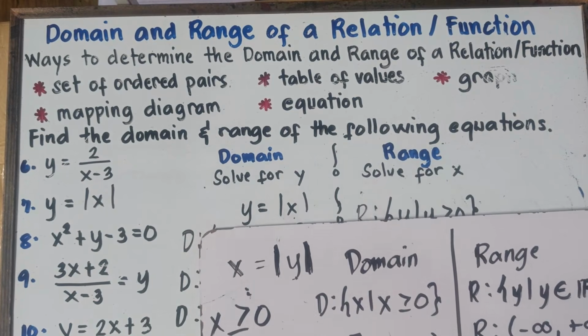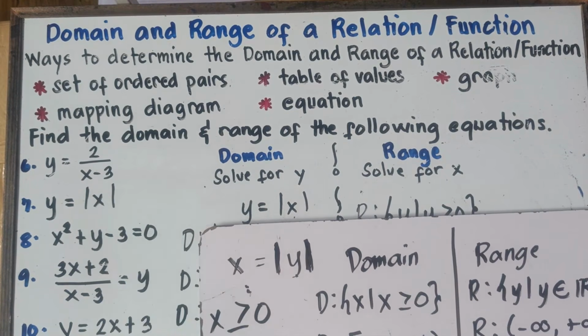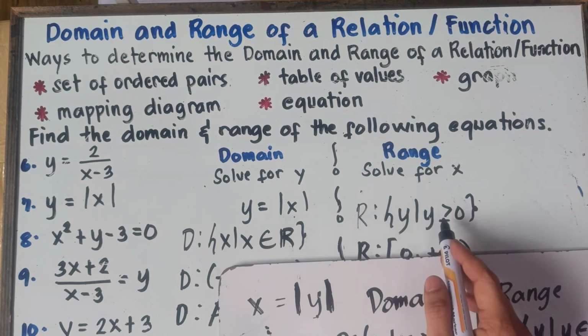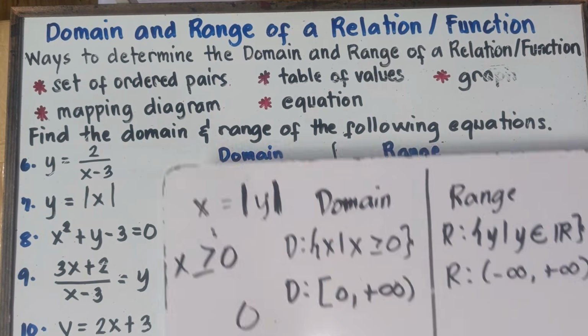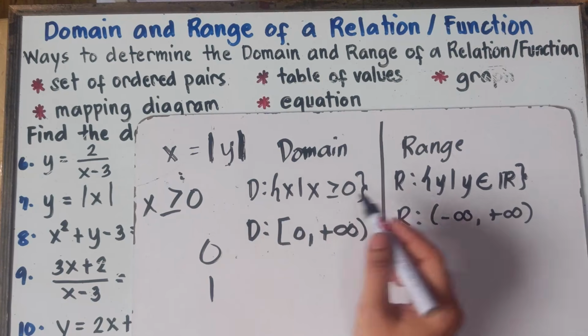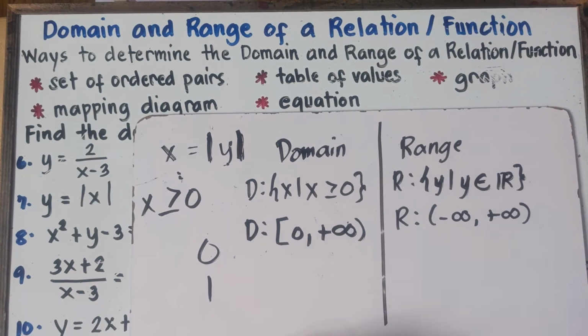If you have an example like this, class, y equals absolute value of x, the answer, there will be domain, all real numbers, and then the range, there will be greater than or equal to 0. Now, if you have this one, x equals the absolute value of y, so the range will be all real numbers, and then the domain, there would be x is greater than or equal to 0. I hope it's clear for you with regards to example number 7.